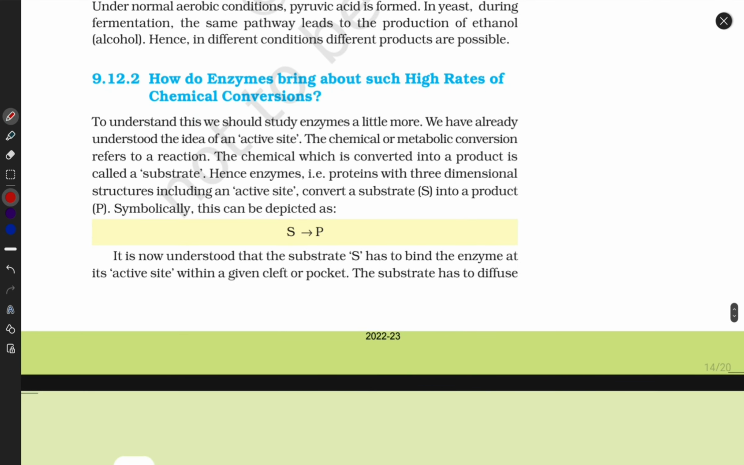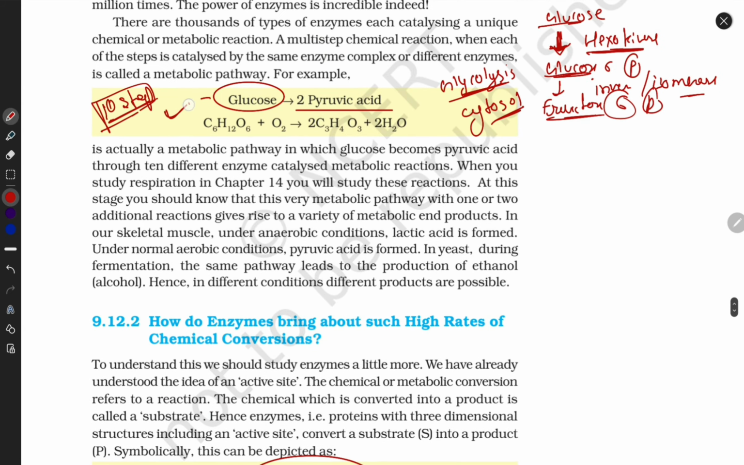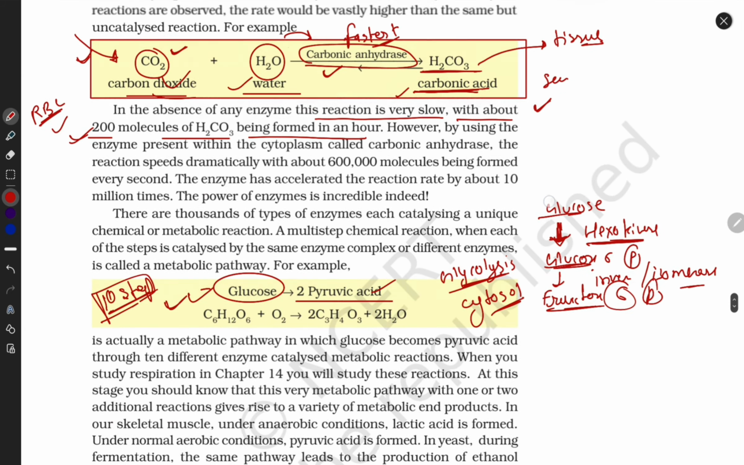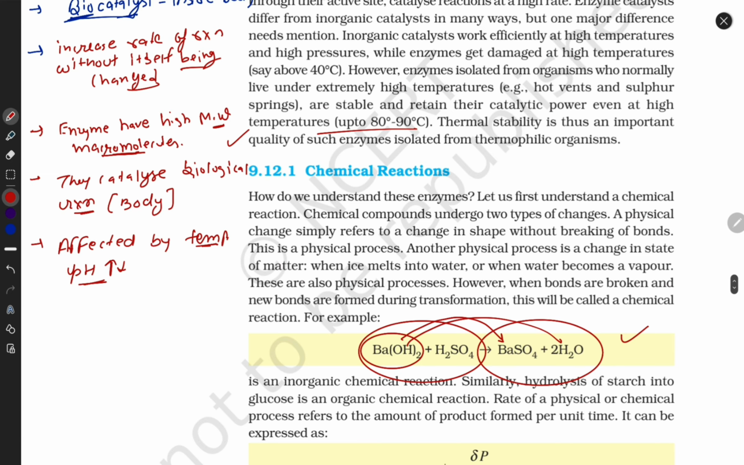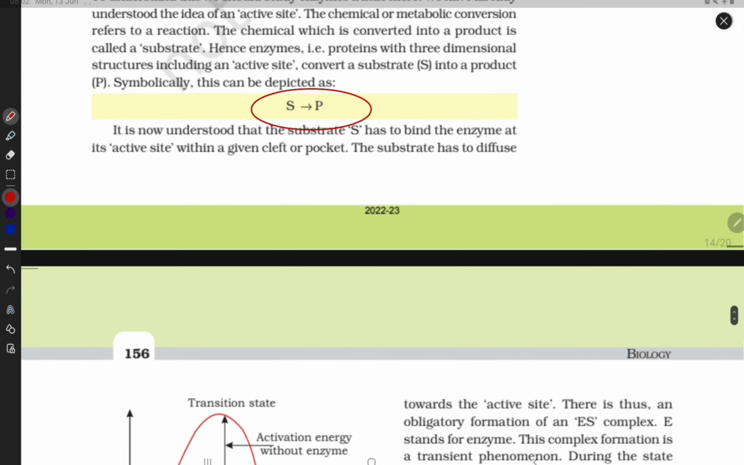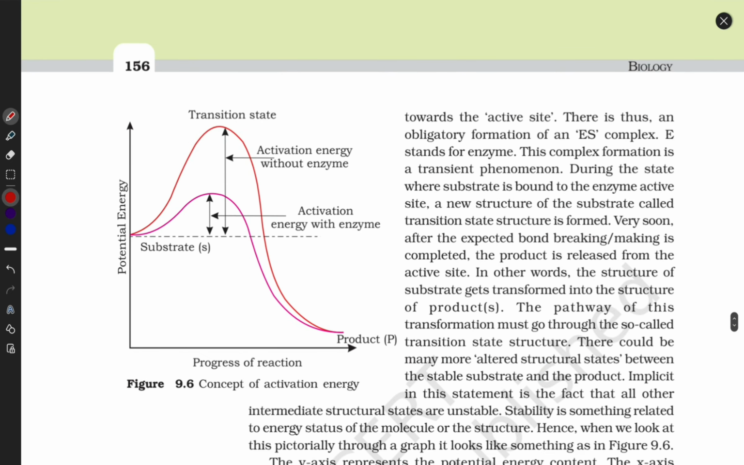And what is the special feature of an enzyme? They change substrate into product. Simple, guys. They change substrate into products. In our properties, I also told you about this. Clear, guys? Now, understand this graph. Understand this graph clearly, guys. Be focused. Look here.